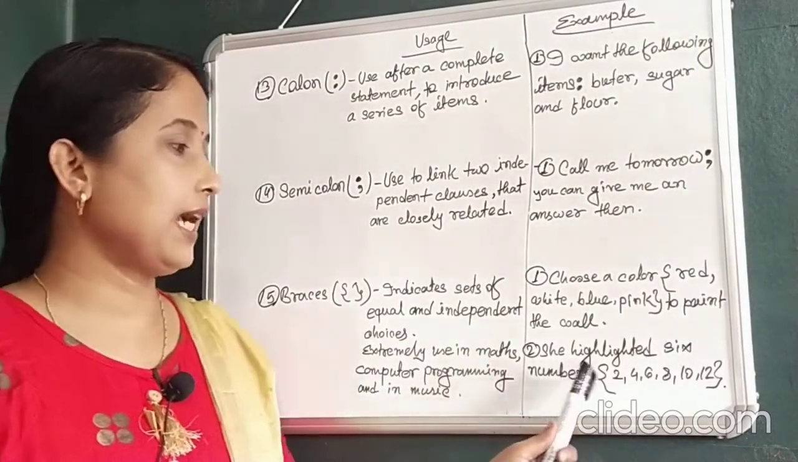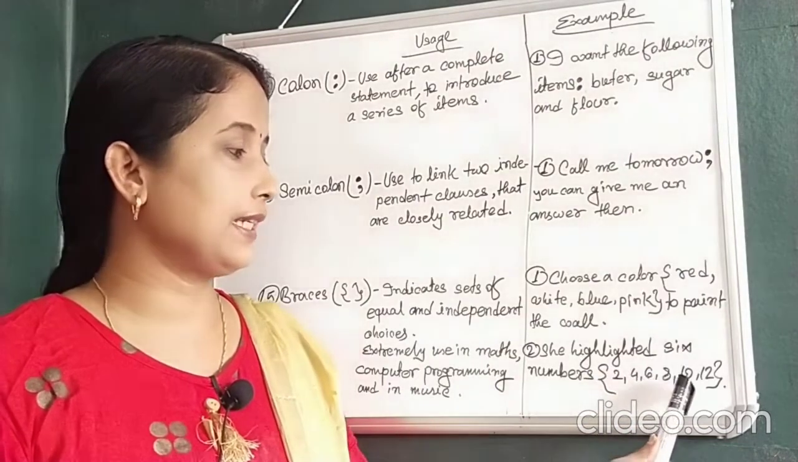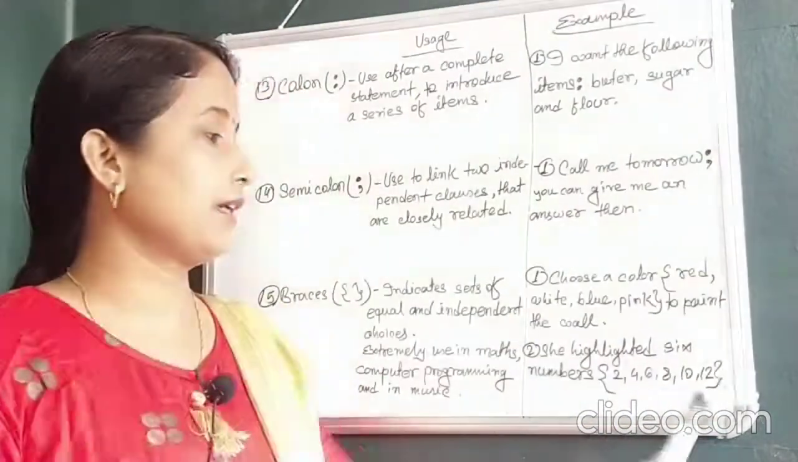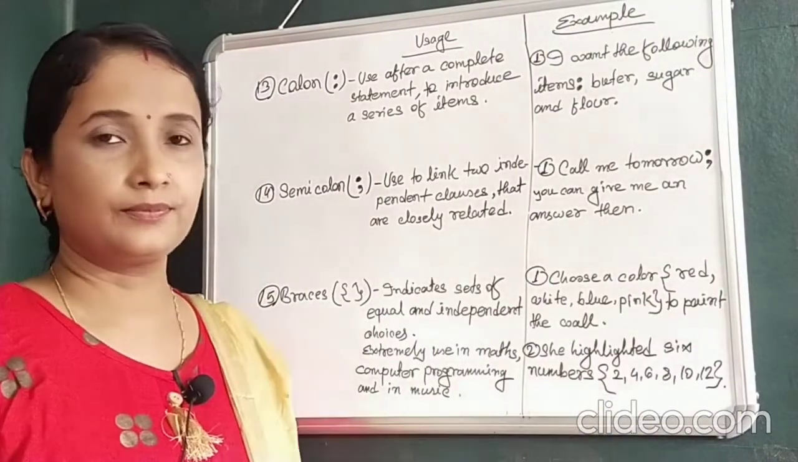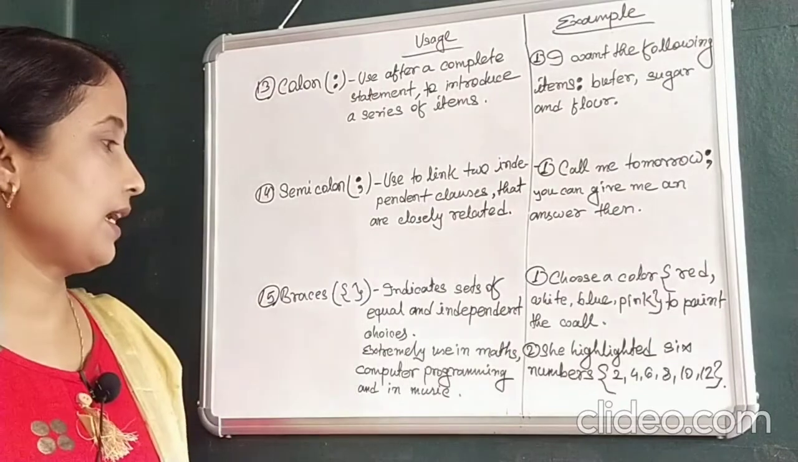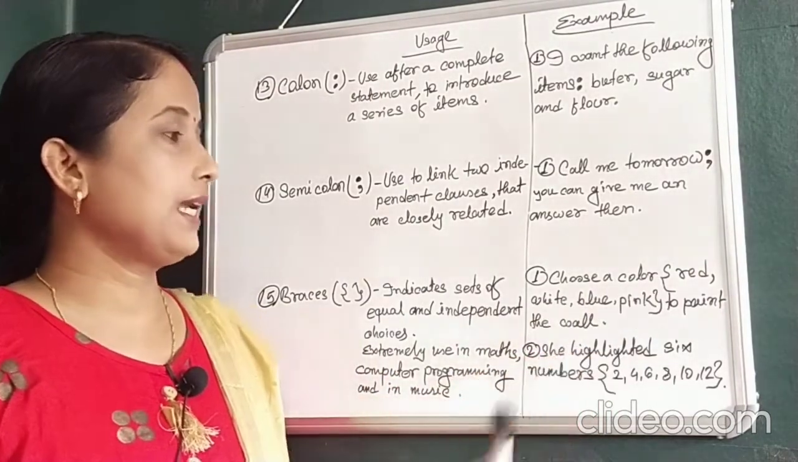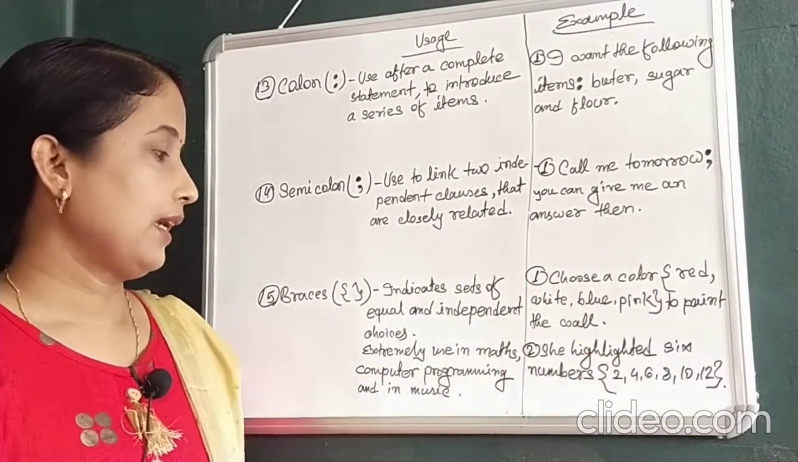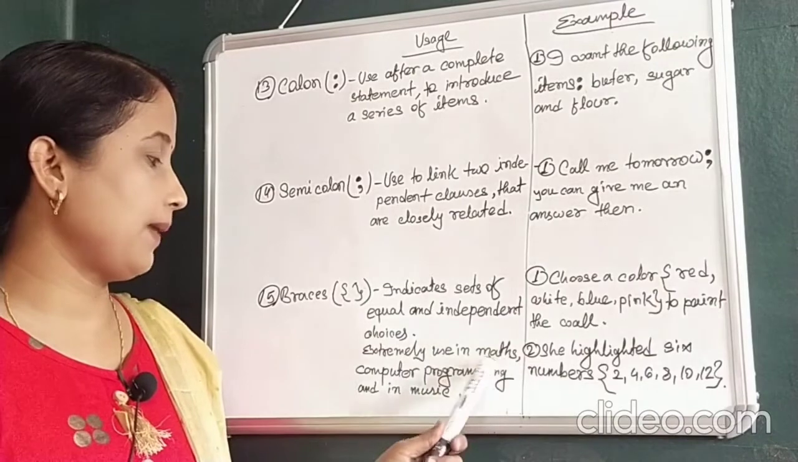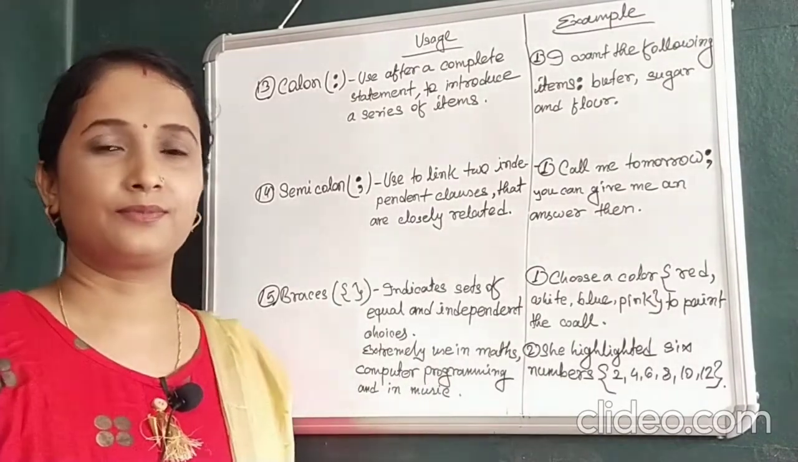Next example, she highlighted 6 numbers: {2, 4, 6, 8, 10, 12}. Here braces are used in math. So braces are used to show equal and independent choices, and they are extensively used in math, computer programming and in music.